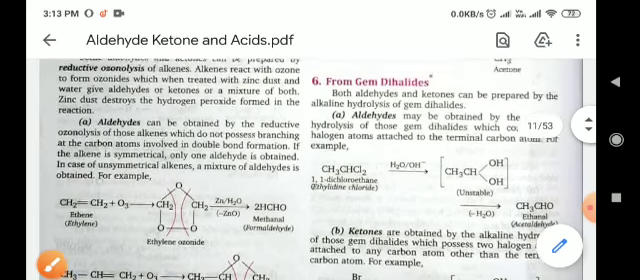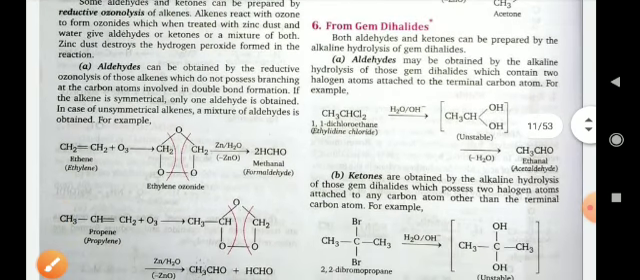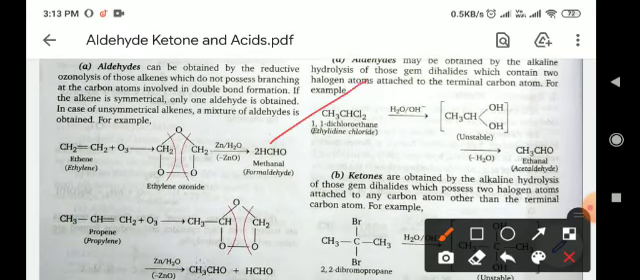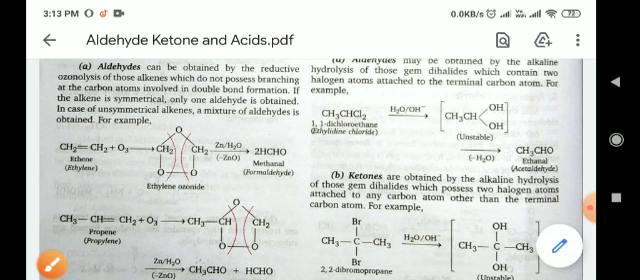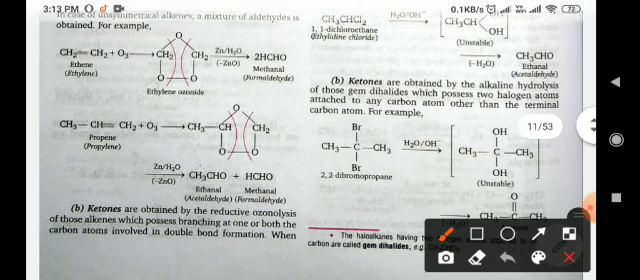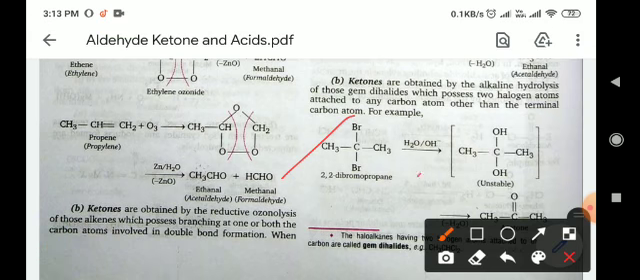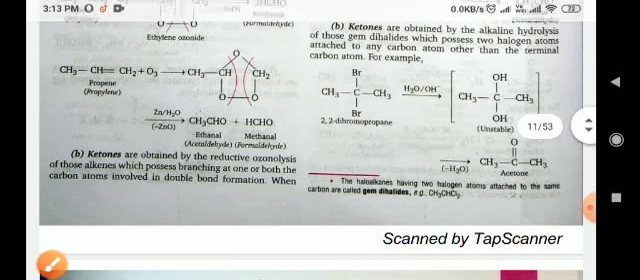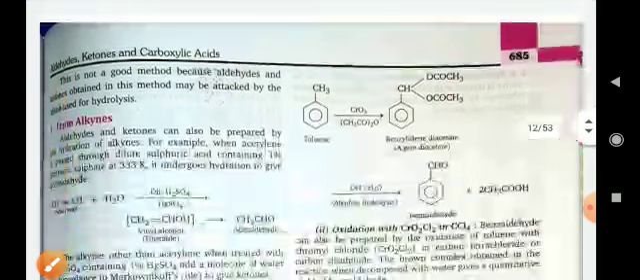Next, from gem dihalides. What are gem dihalides? This is CH3CHCl2, 1,1-dichloroethane, reacting with water, then it gives an unstable compound CH3CH(OH)2, and after that a water molecule will be released and form CH3CHO. Okay, the same condition applies for ketones. You will obtain ketone by this reaction also.